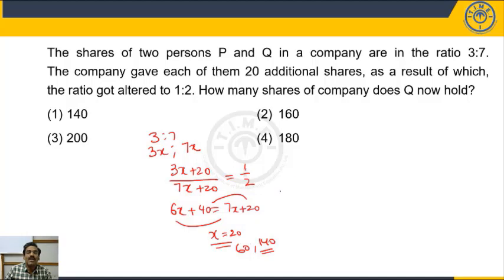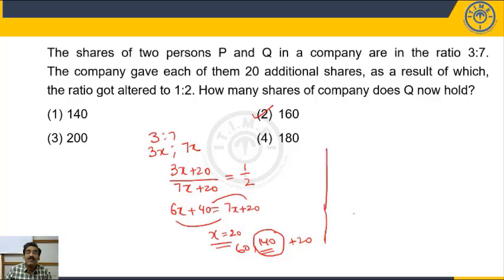Question is focusing on Q only, right? How many shares of the company does Q now hold? That means finally he is asking. Initially he had 140, but now he will be having 140 plus 20. That means he will be having 160 shares now, right? So this is one way of getting the answer.